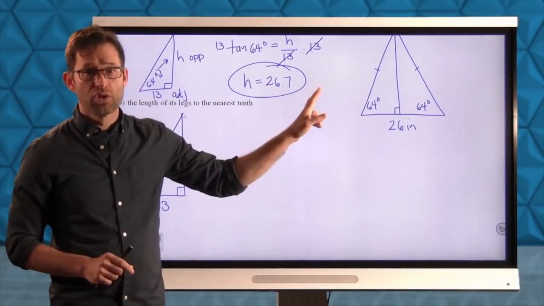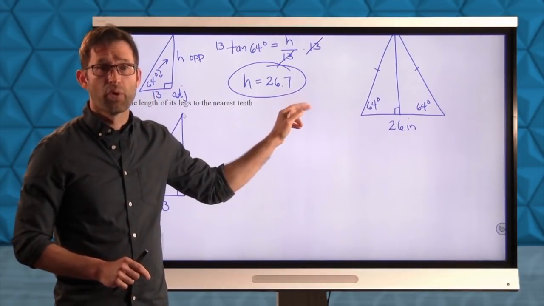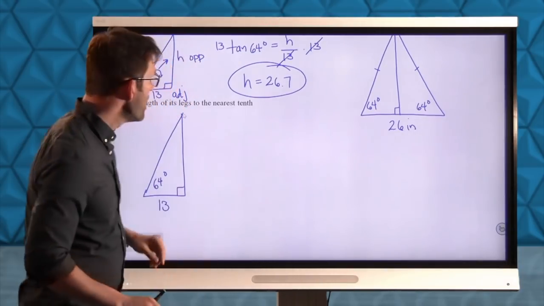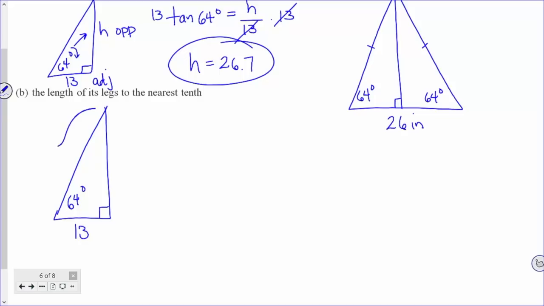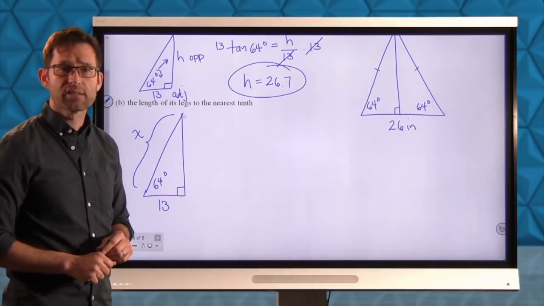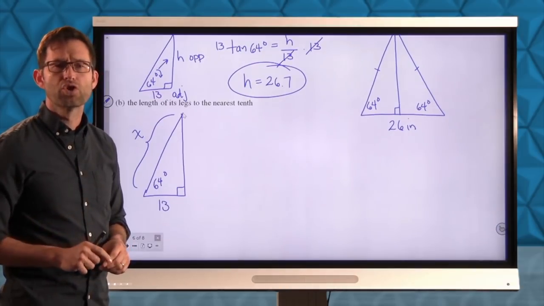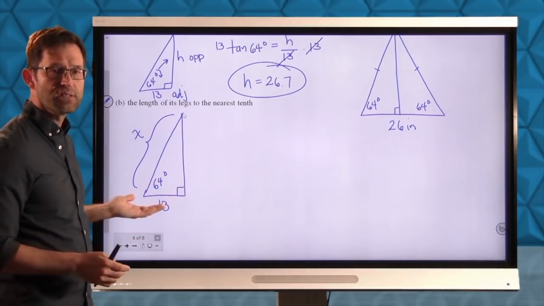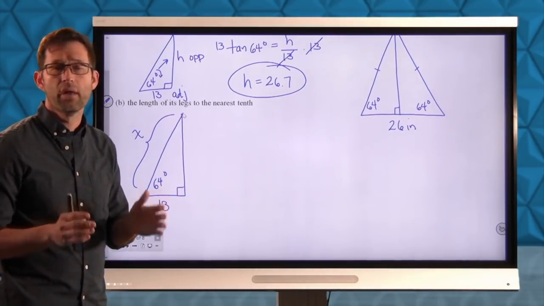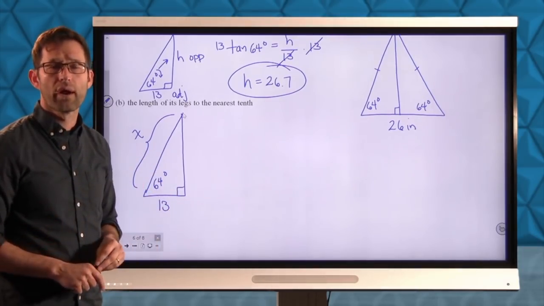And then you should use the unrounded version, not the 26.7, but the 26 point and so on. Anyway, now what I want to do is find the length of one of its legs. I've already used the letter h, so I'm not going to use that again, but I'd use x. Which trig ratio should we be using here based on the 64, the 13, and the x? Think about this for a moment and try to write down a correct equation.